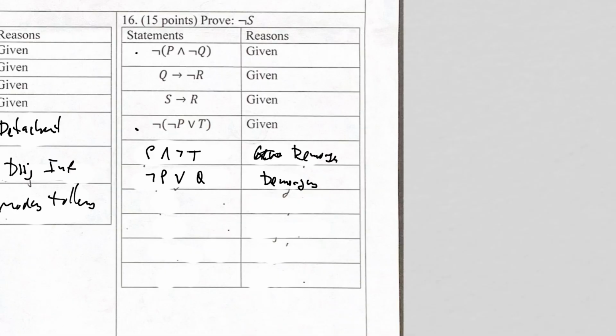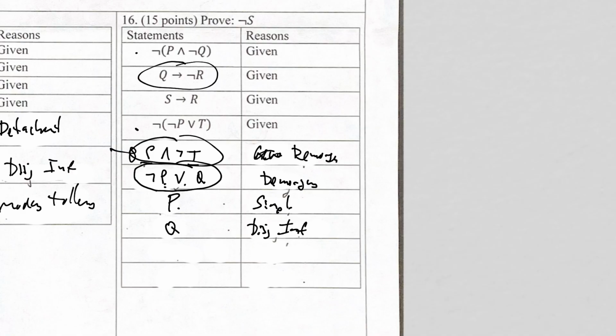Now, the most useful one is this top one because it has the and in it, which means I could either say P or not T or both. I'm going to say P, because there are no other T's in the whole thing. So I'll use P by simplification. Now that I have the P, I can combine it with this one. P is true, not P is false. Either not P or Q is true. So since not P is false, Q has to be true. That's disjunctive inference.